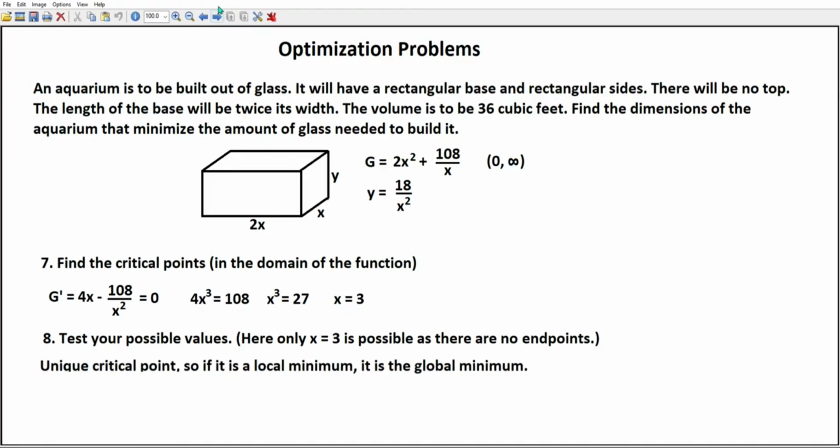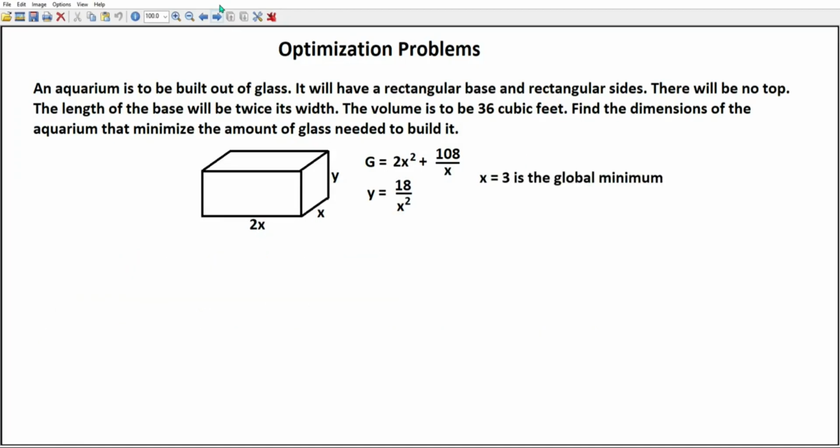However, it's a unique critical point. So if it's a local minimum, it is the global minimum, and we can test that using either the first or second derivative test. Here we're going to use the second derivative test. We calculate g double prime, which is 4 plus 216 over x cubed, and the reason is that the derivative of x to the minus 2 is minus 2x to the minus 3, which is how we get to here. And the question is, is that positive or negative? It is in fact positive for x equals 3, and that means we're concave up, which means we've got a local minimum, which means it's the global minimum.